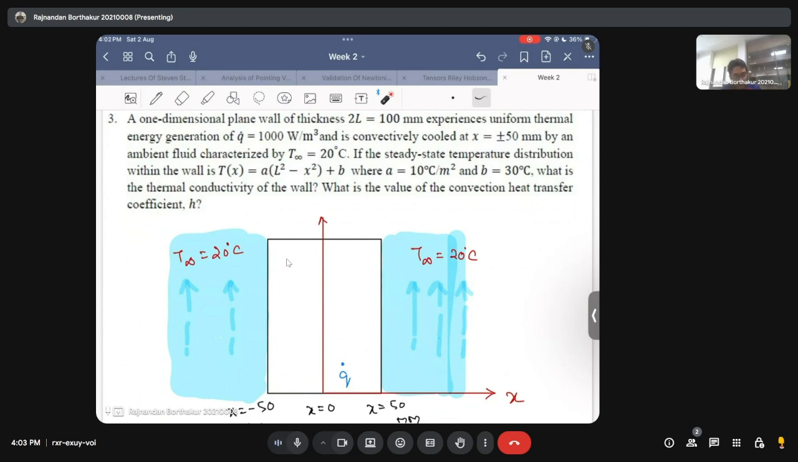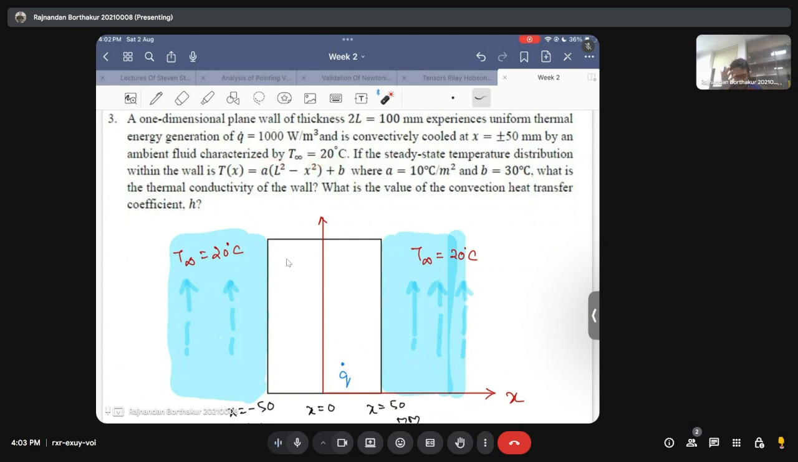And while this energy generation is taking place, the slab will now try to dissipate energy to its ambient, due to which, in order to effectively facilitate this process, there is convective cooling at the edges, or at the faces, you can say, of the slab. Okay, and this convective cooling is being carried out by an ambient fluid. You may consider it as water, whose temperature is 20 degrees Celsius.